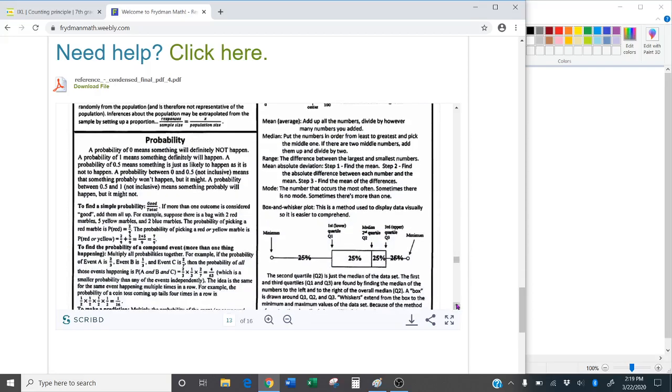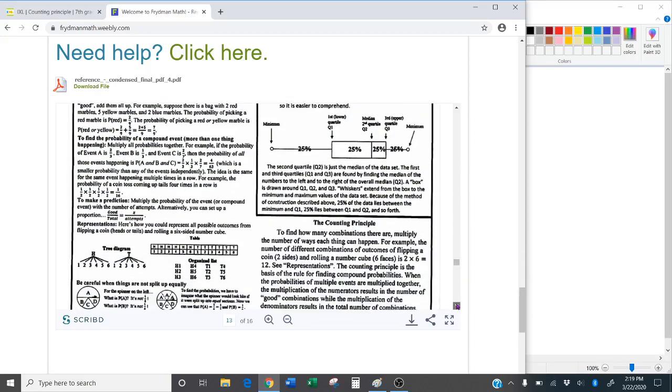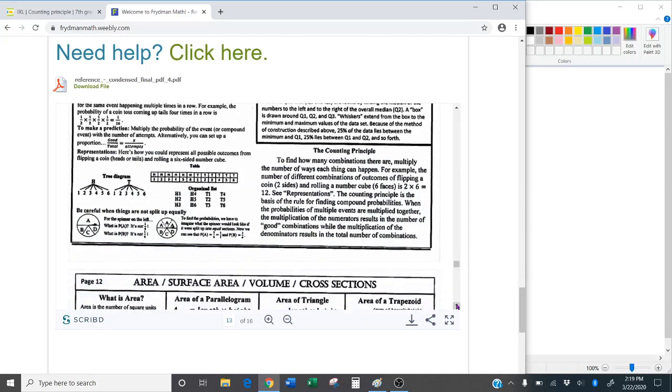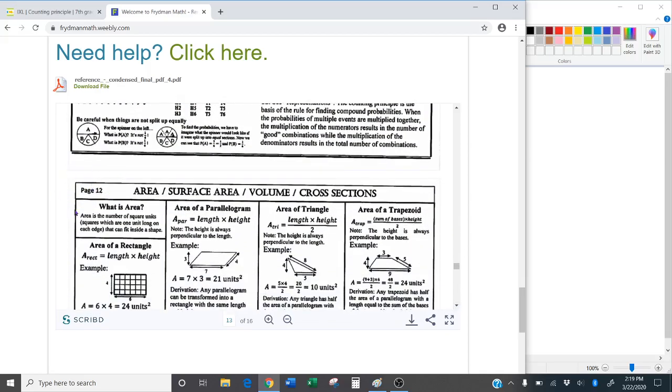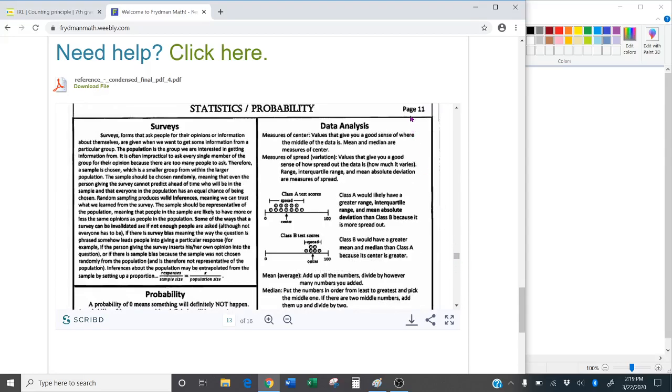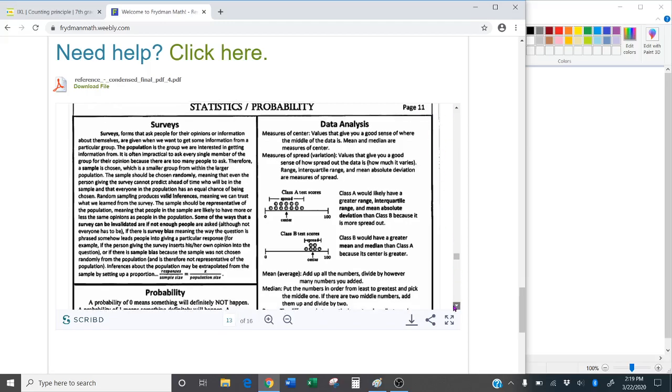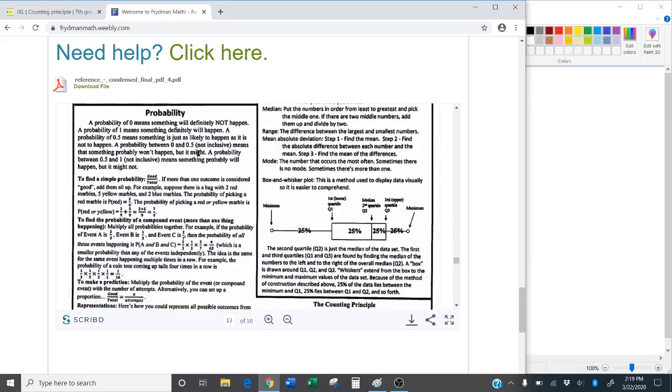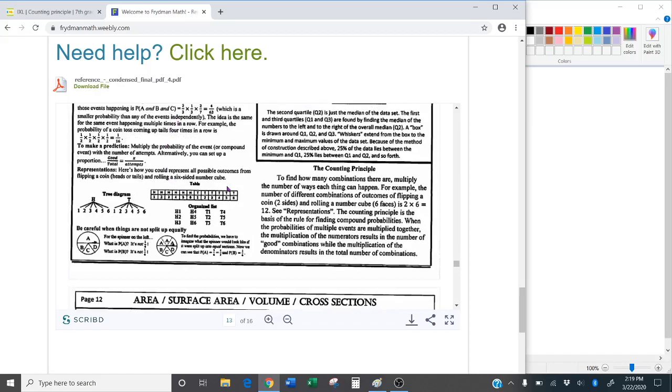On some of the pages, the page number is in the top left corner. So if it's an even numbered page, it'll be in the top left corner. If it's an odd numbered page, it'll be in the top right corner. So here's page 11. Don't look at this. Or if you do look at this, then you have to subtract 2. So we're on page 11 now. Probability is right over here, and it's sort of an L-shaped section.